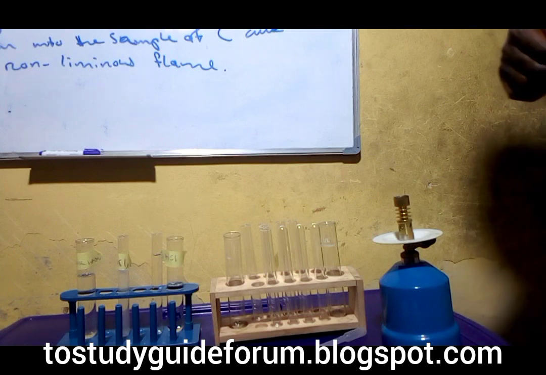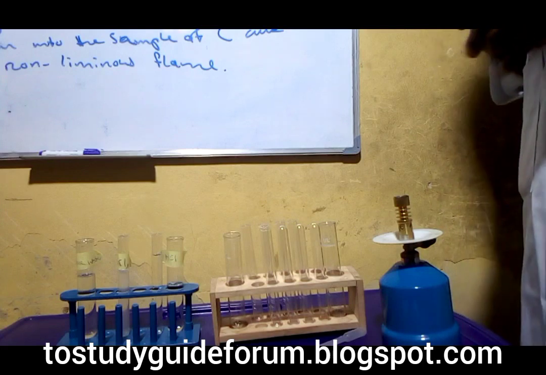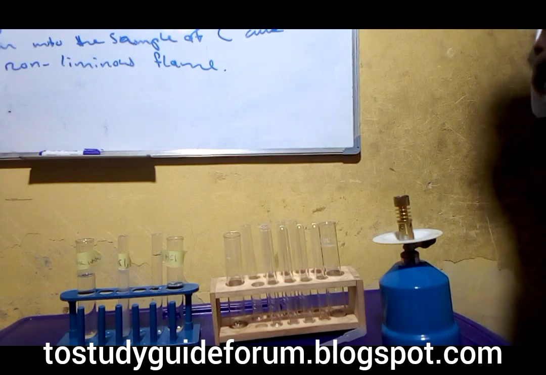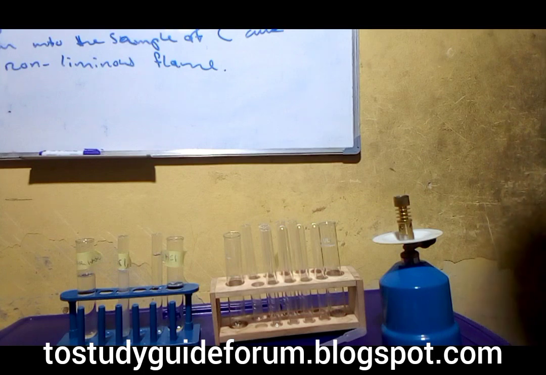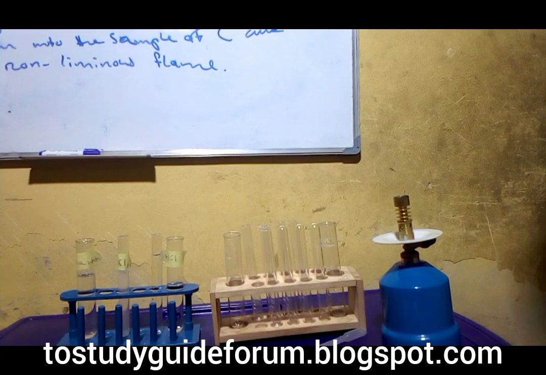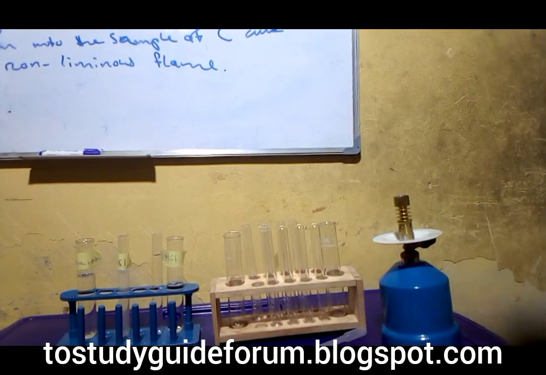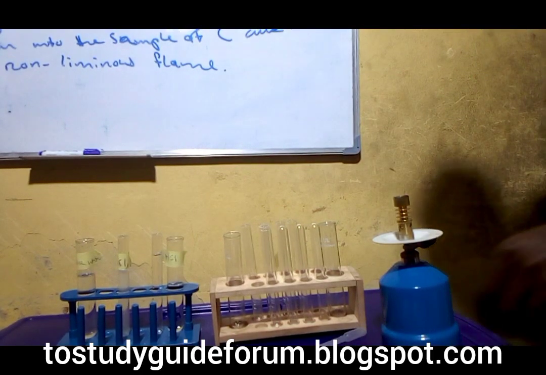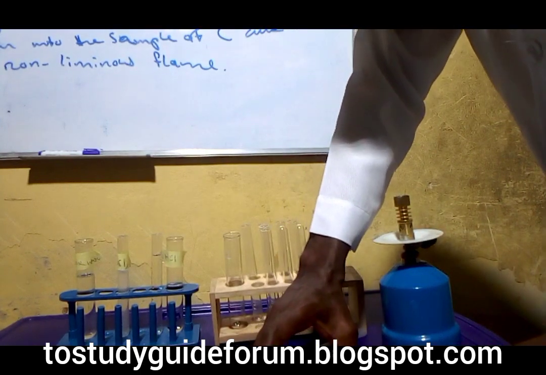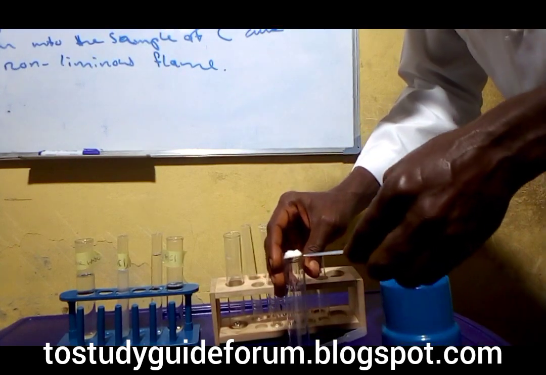the first test said that to a portion of C, which is sodium trioxocarbonate, that is the tag it will bear during the exam, add distilled water and shake. So we get a portion of C. This is our C. We take a portion of it and add it into the test tube.